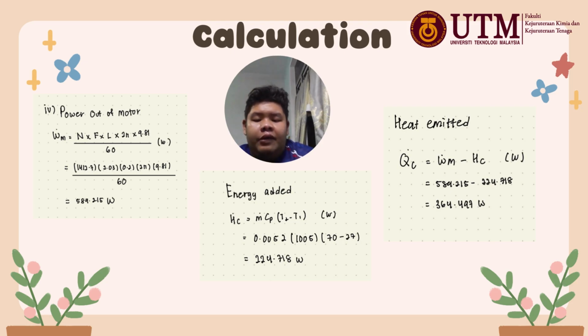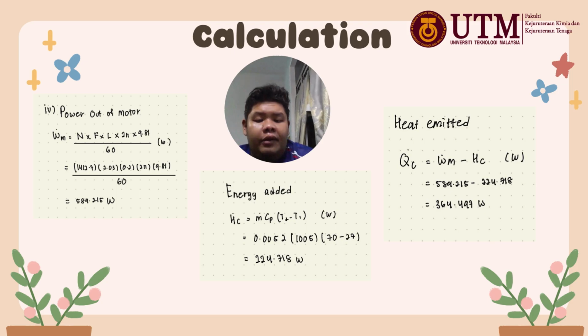Next, from the second table, we can calculate the energy added into the system using the formula Hc equals m Cp delta T, where Cp is the specific heat capacity of air and delta T is T2 minus T1 from the second table. And the answer we can get from the calculation is 224.718 watt.